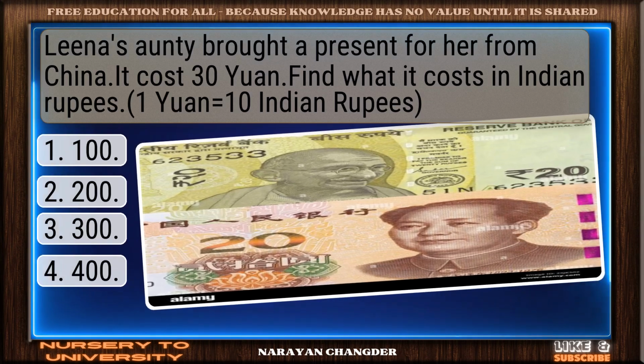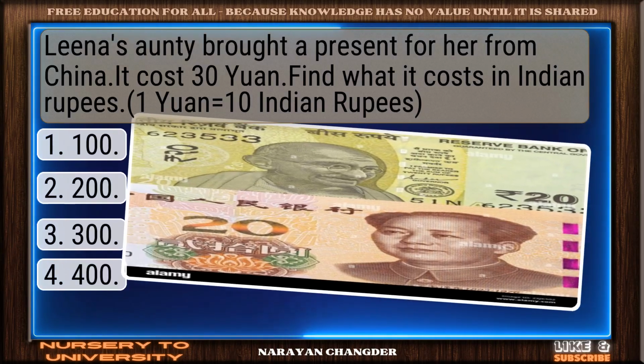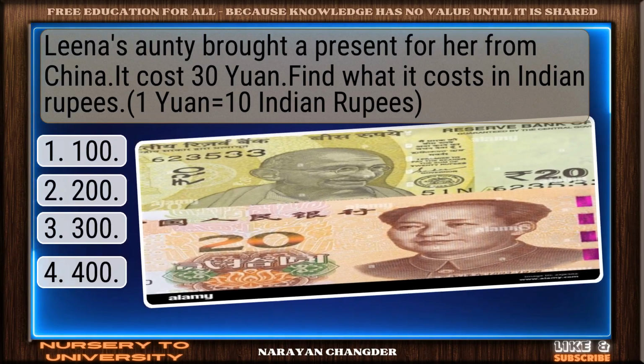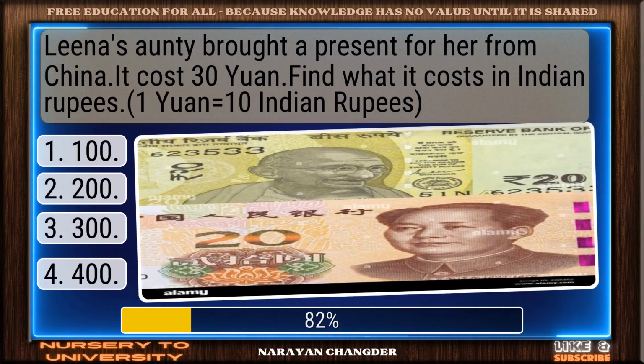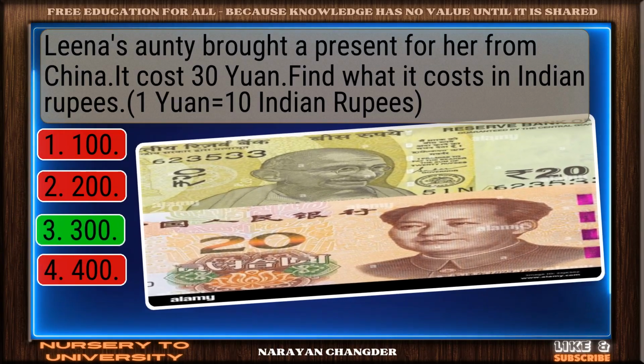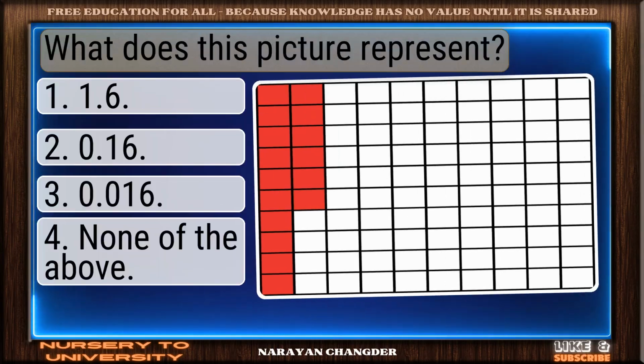Lena's auntie brought a present for her from China. It cost 30 yuan. Find what it costs in Indian rupees. Sharp thinking. 300 is the right choice.